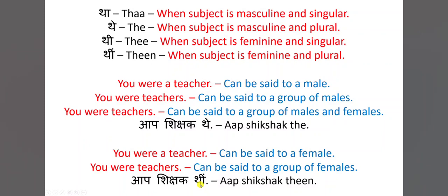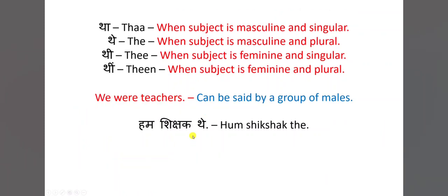Okay. Next, we were teachers. A group of males can say it like this in Hindi. हम शिक्षक थे. हम is we, शिक्षक is teachers, थे is were. Since a group of males are saying this, we use the word for masculine plural.